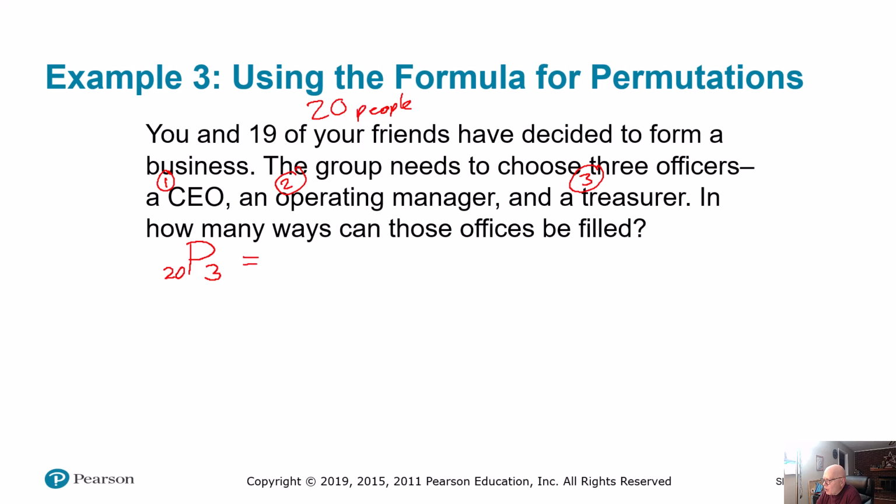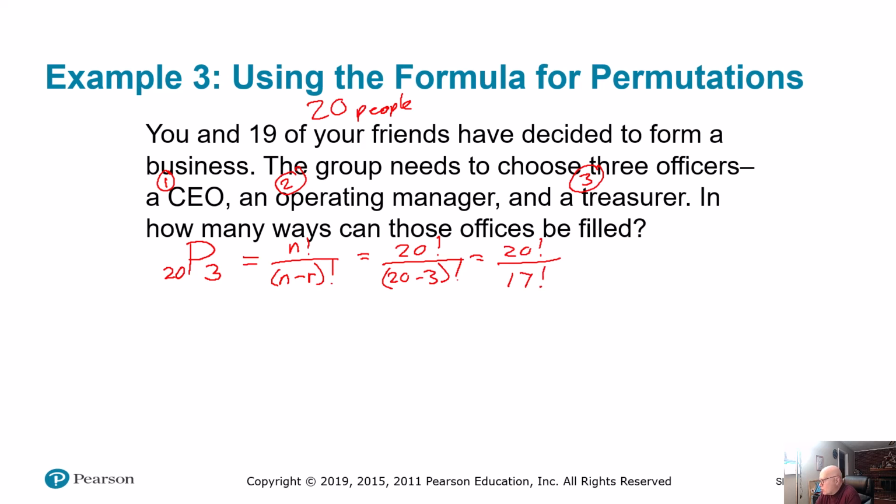Now what's the formula? It's n factorial over the factorial of n minus r. So what do we have? On the top, we have 20 factorial. On the bottom, we don't have 20 factorial. We take the 20 minus 3 first, then take the factorial. So we've got 20 factorial over 17 factorial.